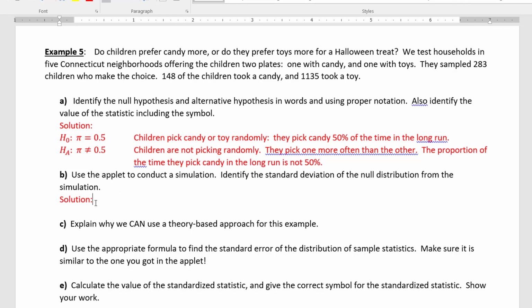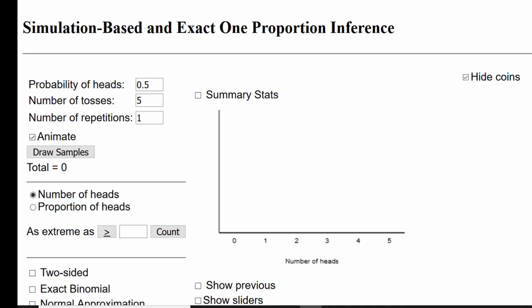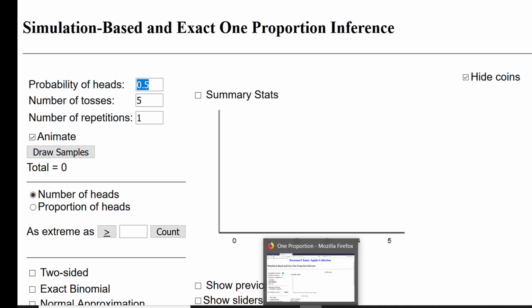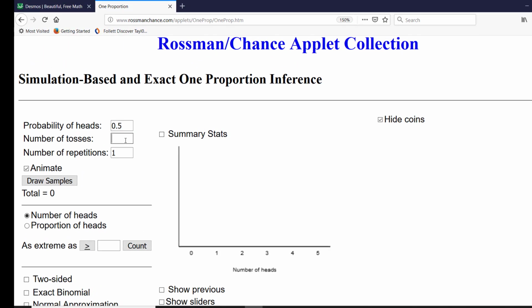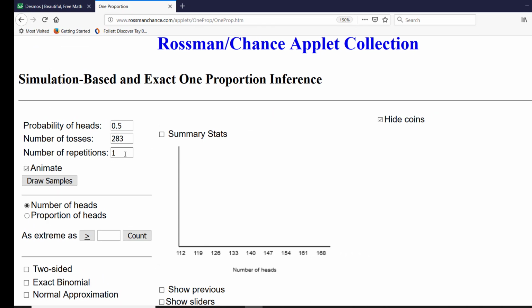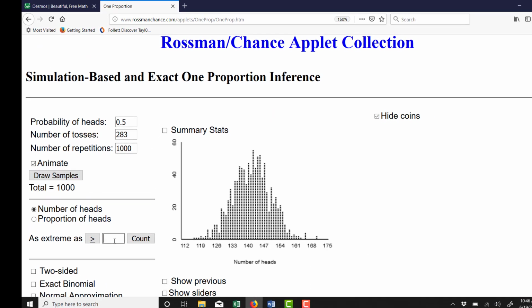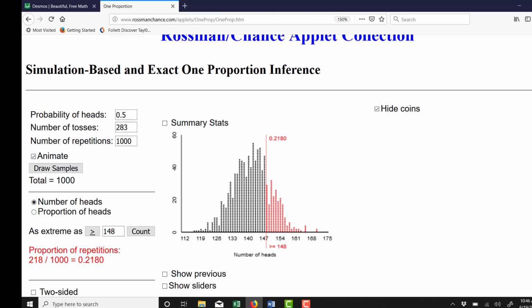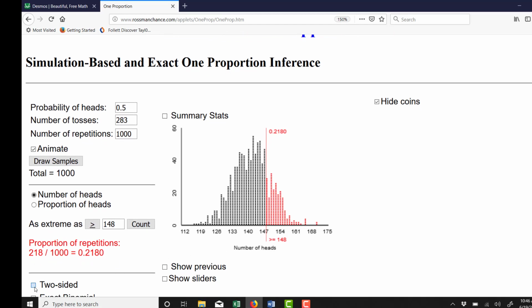It asks to then use an applet to conduct a simulation and identify the standard deviation of the null distribution from that simulation. So this is just review. I'm opening up the Rossman-Chance applet and I'm putting in 0.5 here for probability of heads, since that is the value we're hypothesizing from the null hypothesis. The number of tosses is 283. I'm going to do 1,000 repetitions and I'm going to count samples like 148 and more extreme. This is a two-sided test, so I click the two-sided button here, and it'll count samples like 148 and higher.